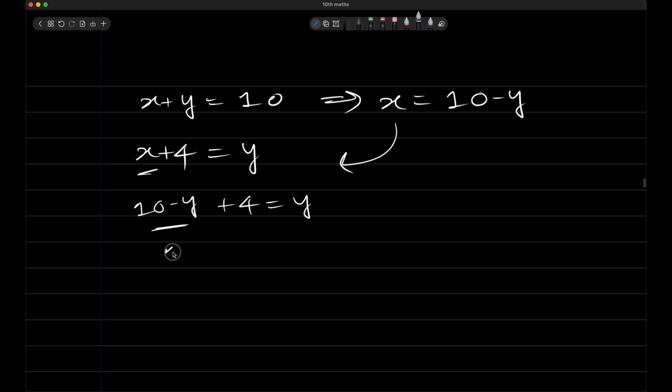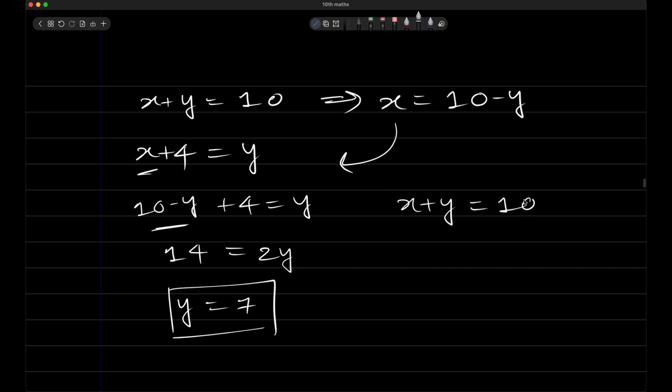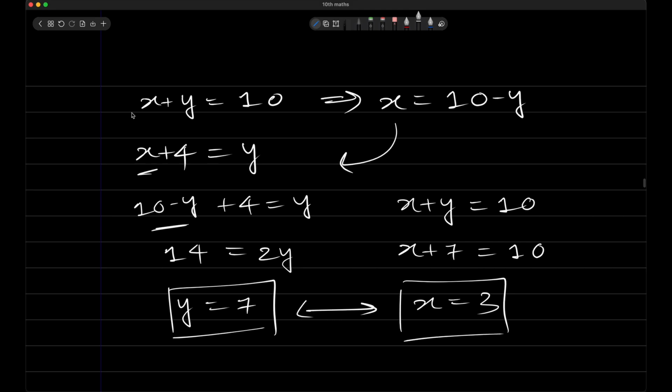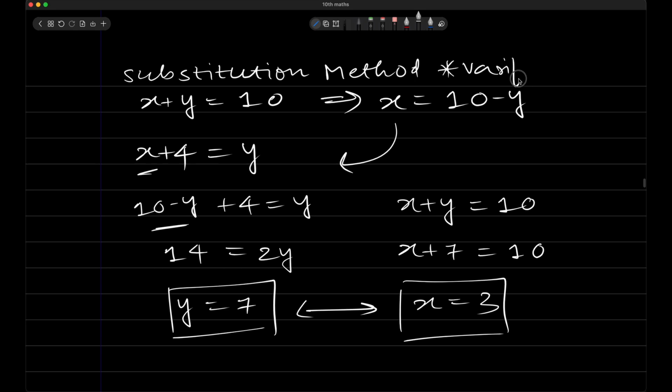We will get 10 plus 4, that is equals to 14, equals to y goes on the right hand side, that will become 2y. So y equals to 7. If we put y equals to 7 in the first equation, we will get x equals to 3. So we have got the same solution using substitution method. This is just for verification.